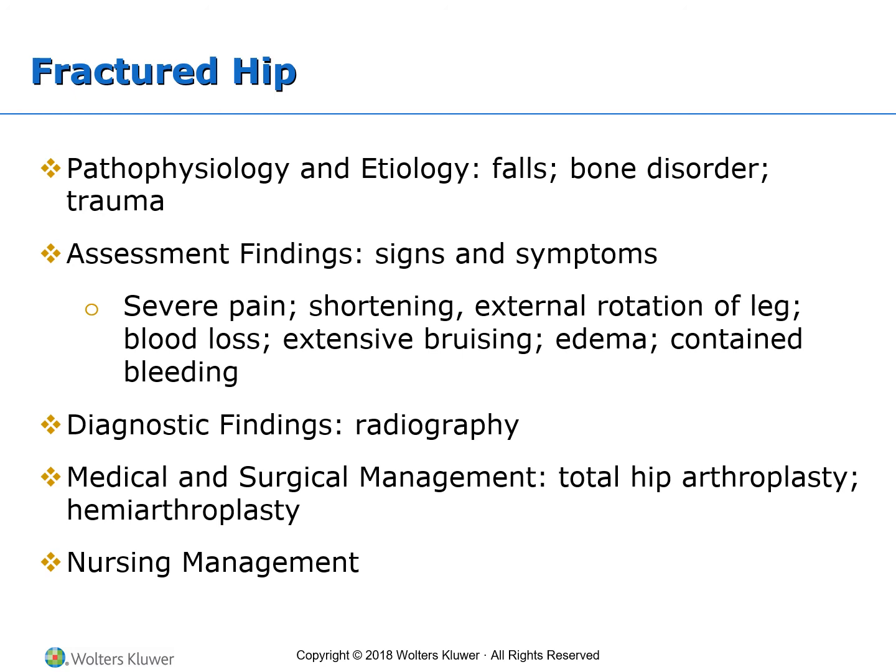The client reports severe pain that increases with leg movement. The pain frequently radiates to the knee, and the client may have a sensation of pressure in the outer aspect of the hip. Discontinuity of the bone and muscle spasm cause shortening and external rotation of the leg. A large blood loss may accompany subtrochanteric and intertrochanteric fractures, leading to hypovolemic shock. There may also be extensive bruising and swelling in the hip, groin, and thigh.